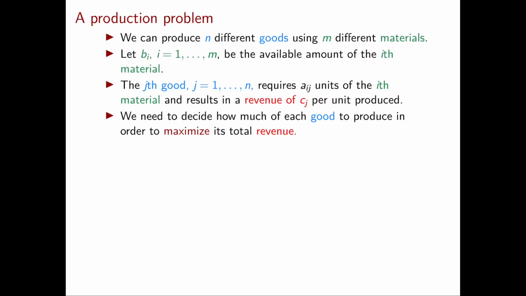We start with a production problem, which will be really straightforward to write down as a linear programming problem. What we're going to do in all these examples is first state the problem in words, and then write it down as a linear programming problem.